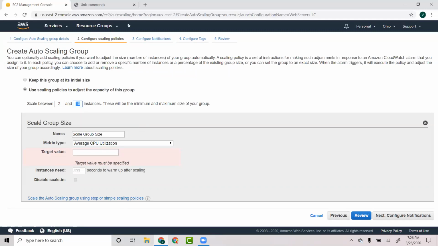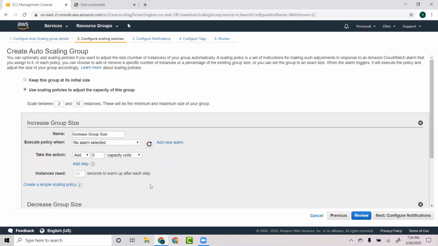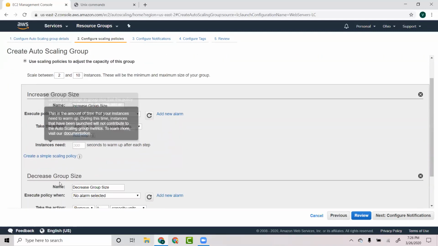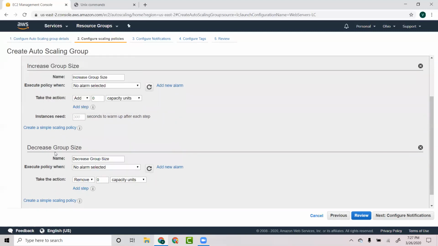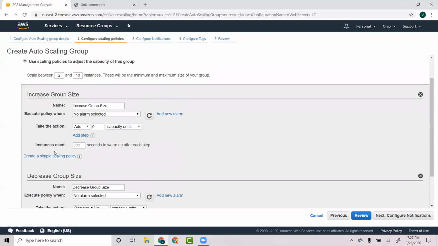And you can define it a couple of ways. Scale group size, this is what we did last time. But let's take a look at this one: scale the auto scaling group using step or simple scaling policies. Let's do it. Increase group size and decrease group size. So this is a scale up, and this is scale in. Increase group size, I'll leave it like that.